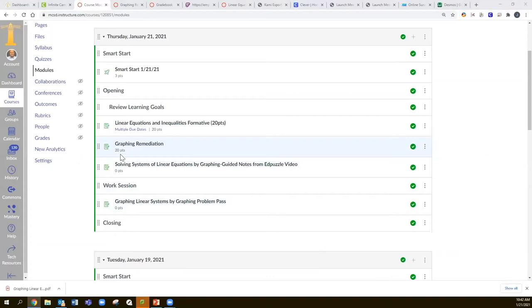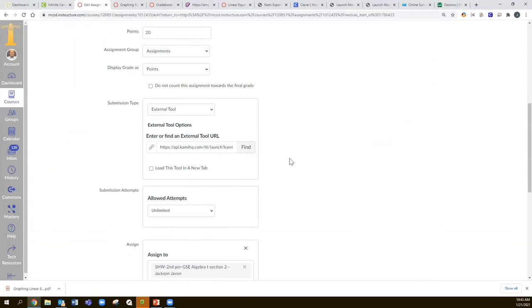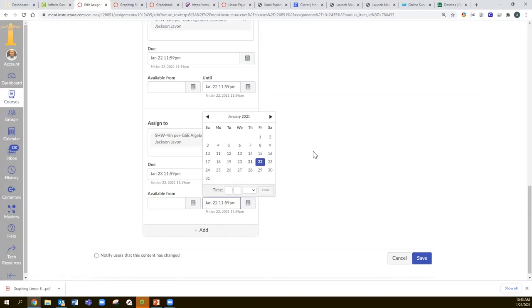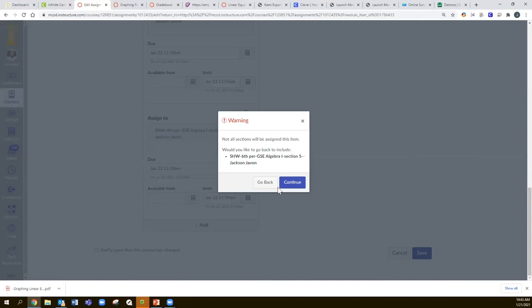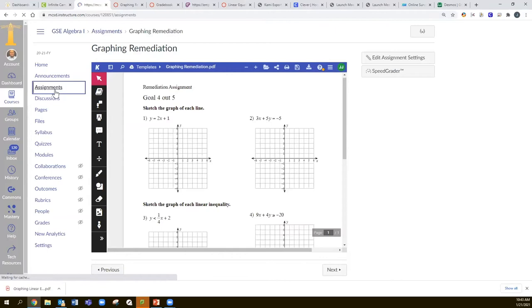It's only 5 problems. You're going to work on that later because we're getting ready to look at our notes from the Ed Puzzle video. Do I have any questions? This graphing remediation is going to be due, let me go ahead and put the due date on it. It's going to be due Friday night. I'm not taking it after Friday night. So it is due Friday. I need you to get it in on time, please. Any questions?